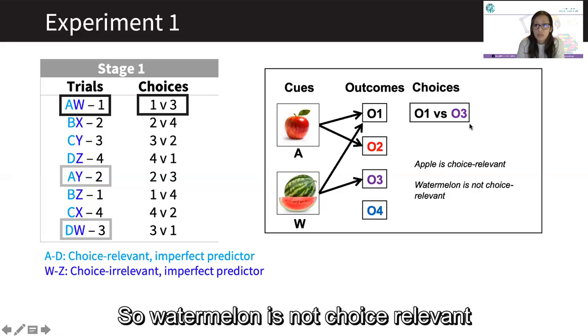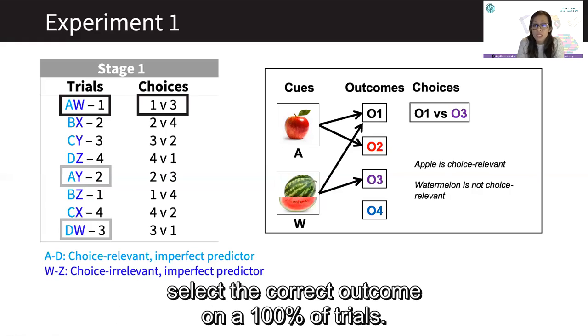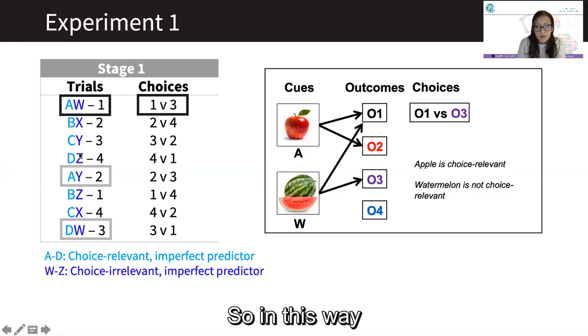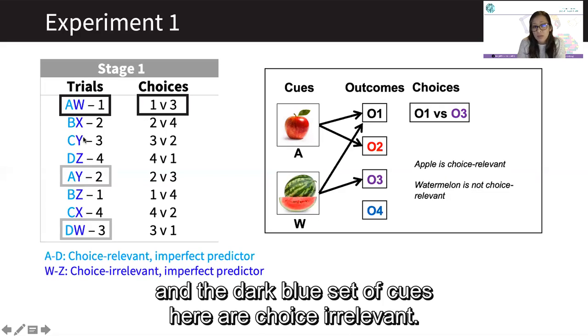So watermelon is not choice relevant, or attending to watermelon will not enable you to select the correct outcome on 100% of trials. So in this way, the light blue set of cues here are choice relevant, and the dark blue set of cues here are choice irrelevant.